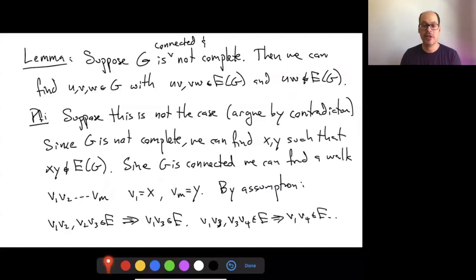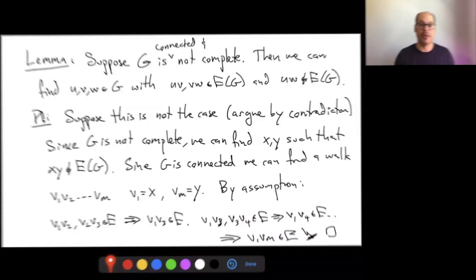Now, again, V1 is adjacent to V3, but along the path, V3 is adjacent to V4. So again, because this is not true for any triple, we have to have V1 adjacent to V4. And you continue this on, and eventually you get V1 adjacent to V5, V1 adjacent to V6, and eventually V1 is adjacent to Vm. But guess what? V1 was X and Vm was Y, and we assumed in the beginning that they were not adjacent to each other. And therefore we get a contradiction, and that contradiction is the proof of our lemma.